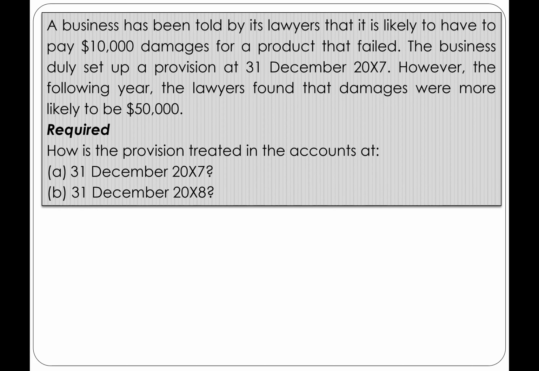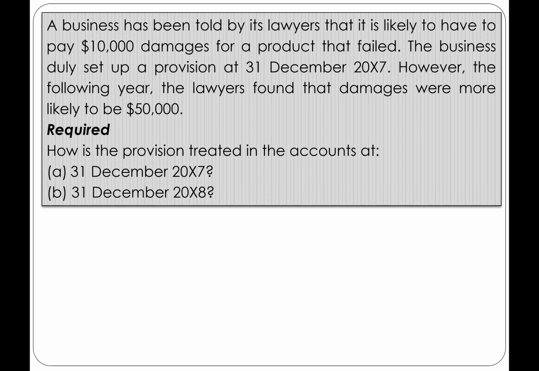So we are told by our lawyers that it is likely that we will be asked to pay 10,000 damages for a product that has failed. We have already set up a provision at 31 December. So the setting up of the provision is what part A is asking us. What are we going to do? We are going to debit expense by 10,000, and then credit provisions by 10,000. That's what we do at 31 December 2017.